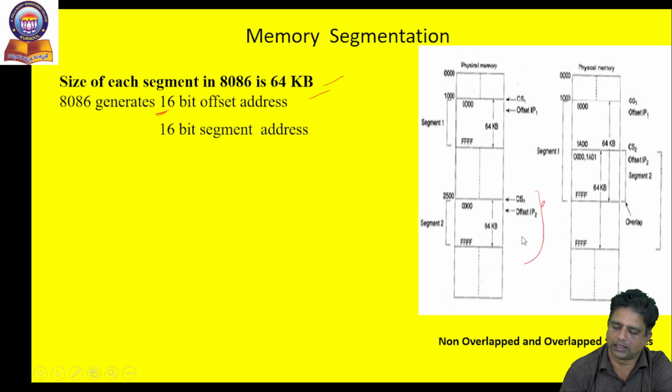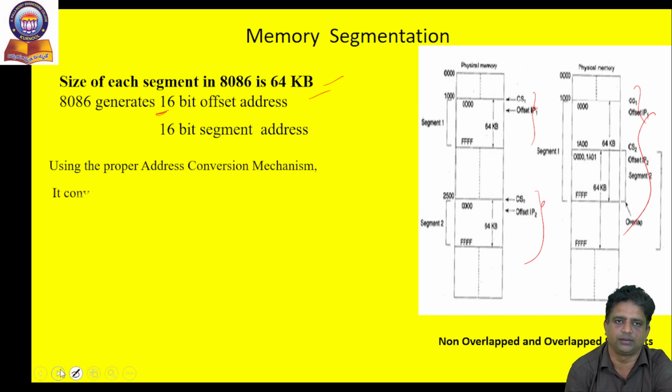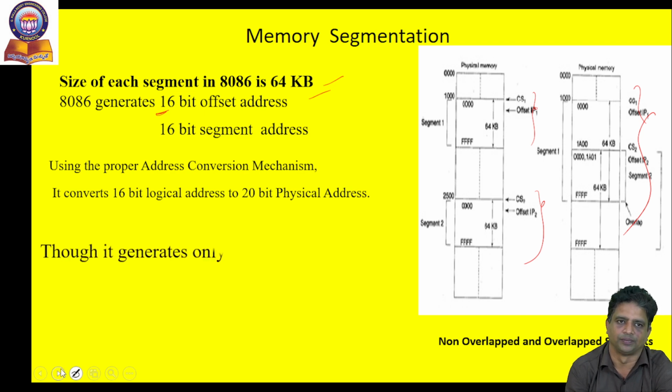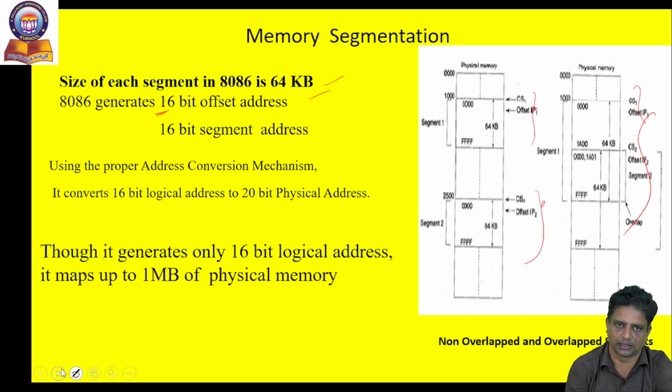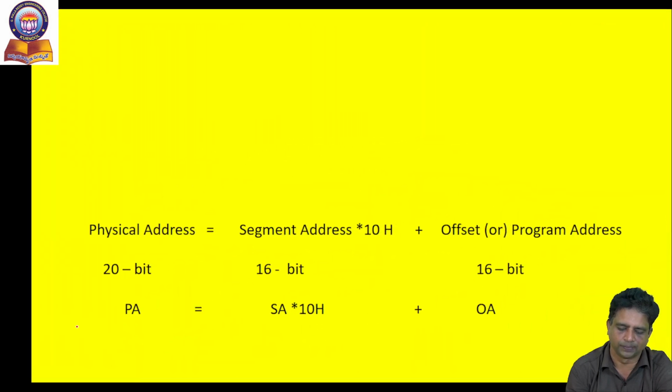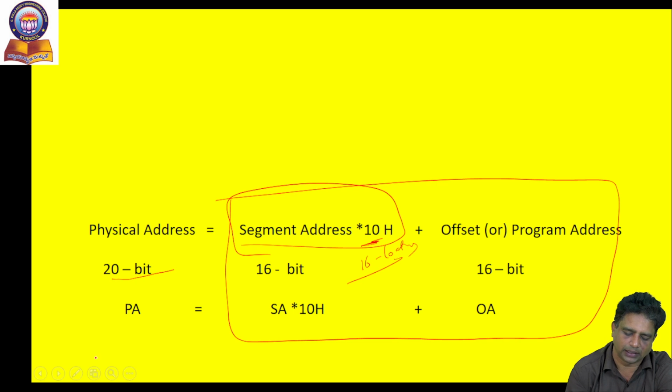Sometimes the segments are isolated from each other. Sometimes we might have the segments overlapped with each other. So how the physical conversion using logical addresses actually works is something like this. Though it generates a 16-bit logical address, it can map a 1 MB physical address. The relation explained here is that the 20-bit physical address is generated by a combination of the 16-bit segment address, which is multiplied by 10H, in the sense of 16 locations, and the offset address. This address mechanism will help in generating the 20-bit address.